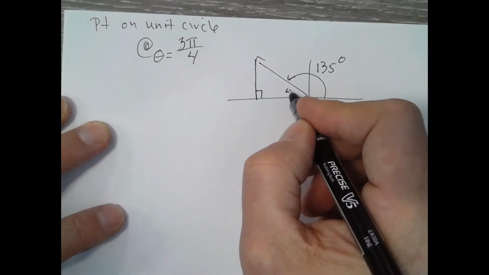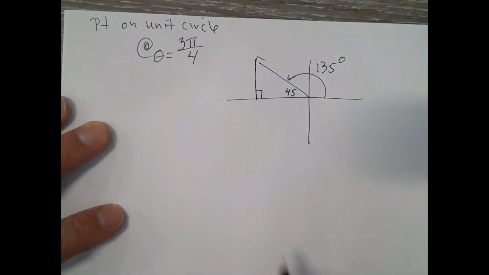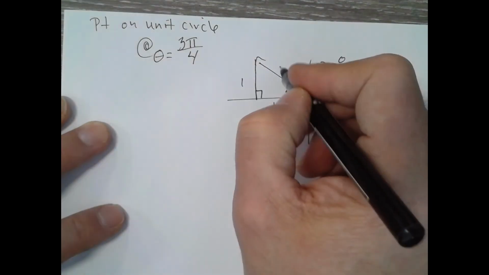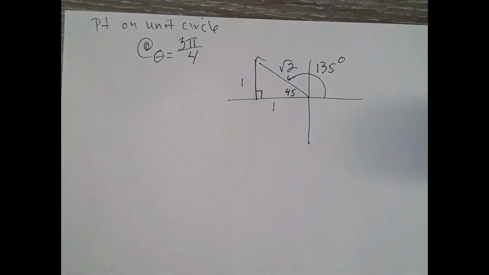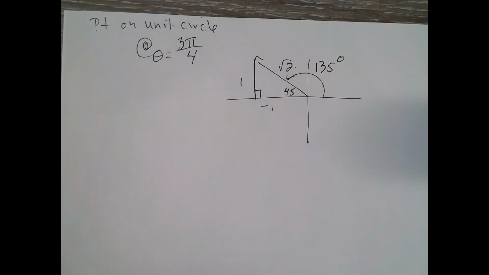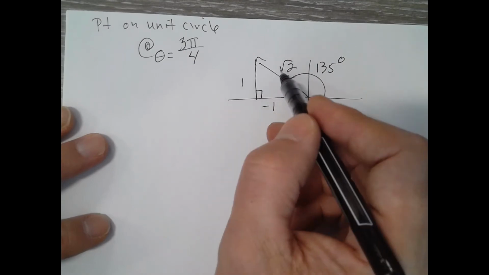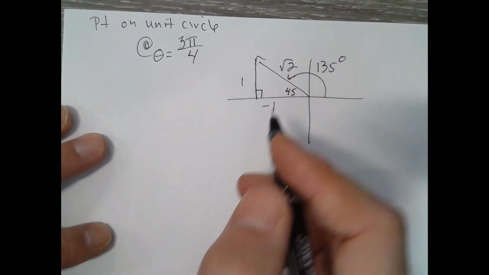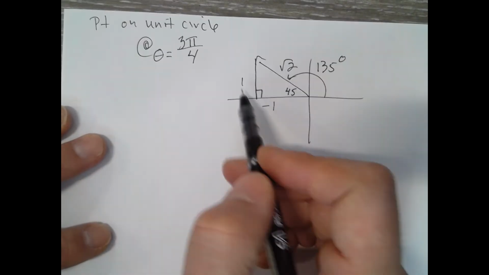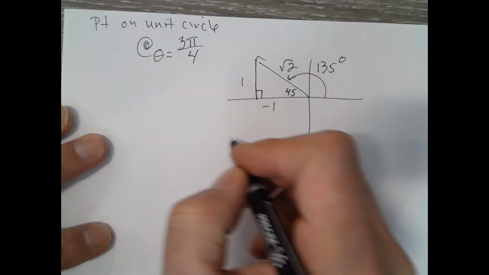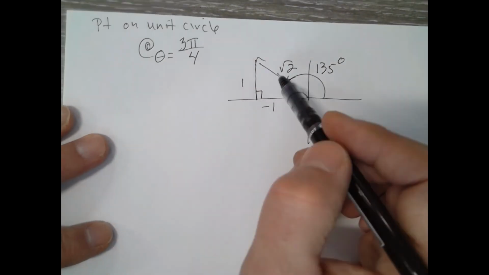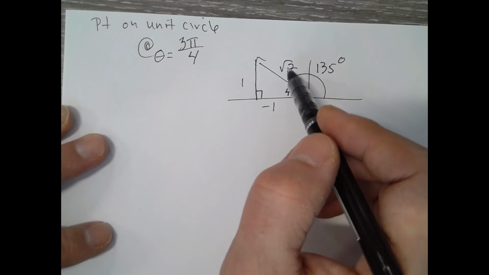45 degrees. Very good. So a 45 degree reference angle means a 1, 1, square root of 2 triangle typically. That's how we would do it. This one would be negative because we're going to the left. But on the unit circle, it has to have a radius of 1, so the hypotenuse has to be 1. So what do I have to divide all three sides by? Good, square root of 2. You divide by the hypotenuse, because that has to be 1.